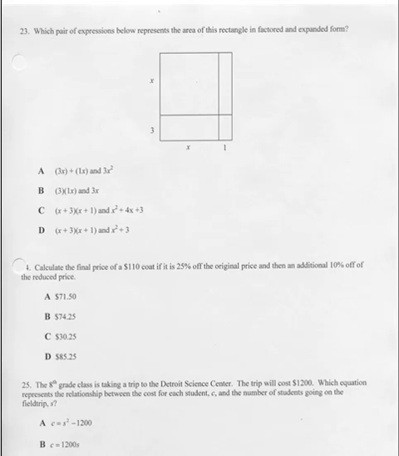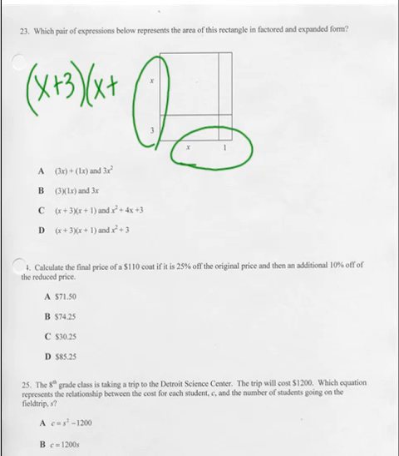Now moving on to number 23. Like to know which pair of expressions below represent the area of this rectangle in factored and expanded form. Well, we know the factored form is length times width. Here's your length. Here's your width. That's x plus 3, x plus 1. So if you look down below, if they're not all that, then you can cross out two of your choices.